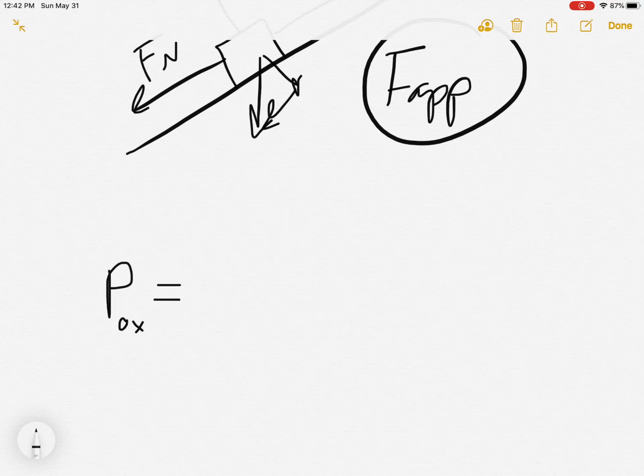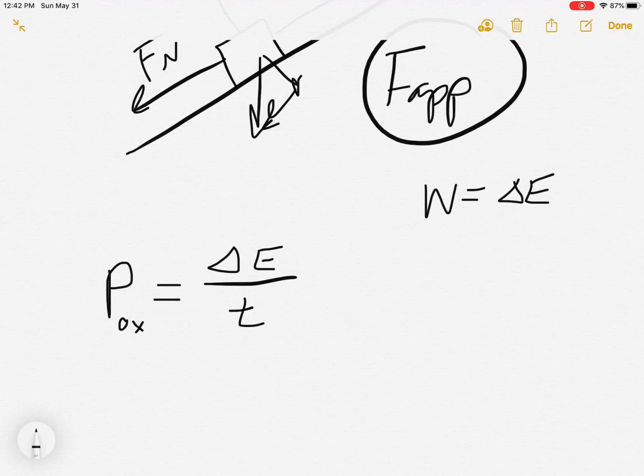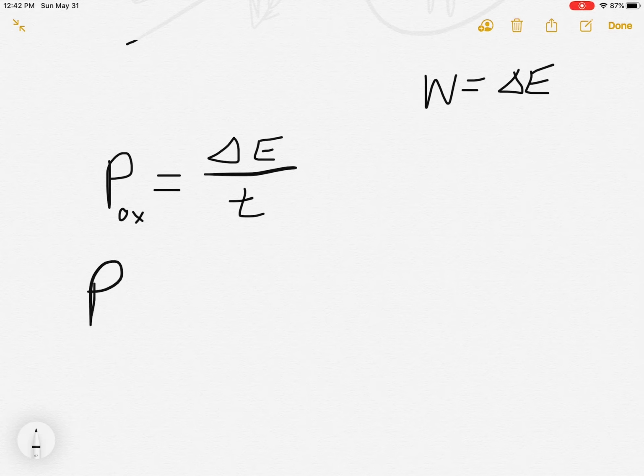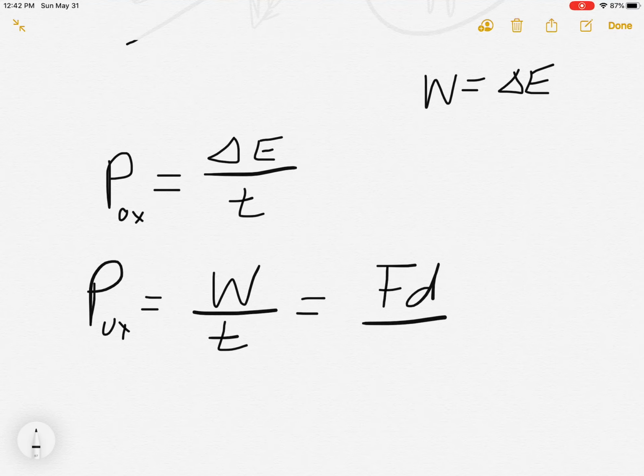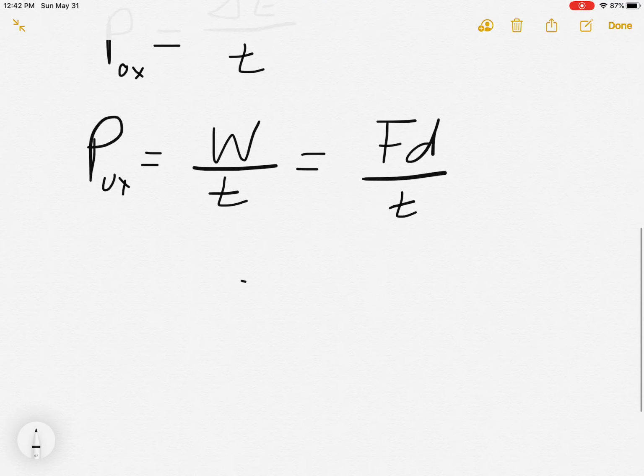Let's do the power of the ox. Power is the change in energy over time. Now, there are many ways to talk about the change in energy. You can change the EG, you can change the EK, you can subtract them, but don't forget that work equals the change in energy. And so the power of the ox is the work done by the ox over time, and work is force times distance over time.